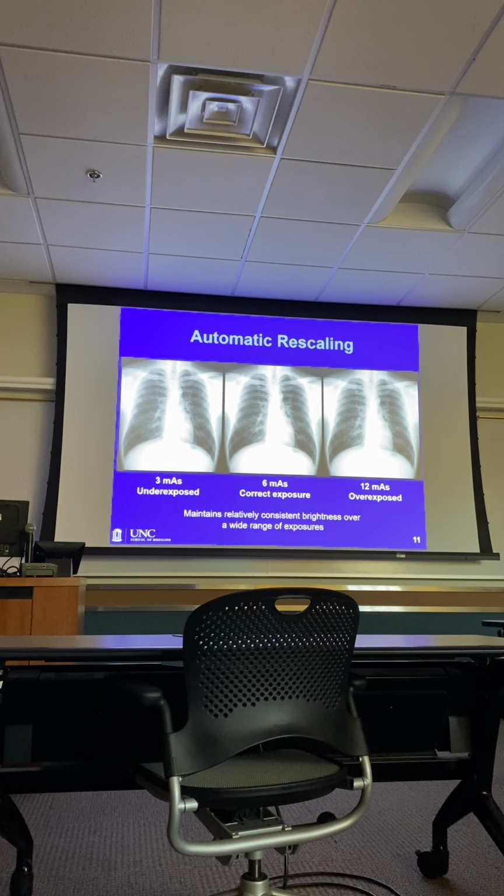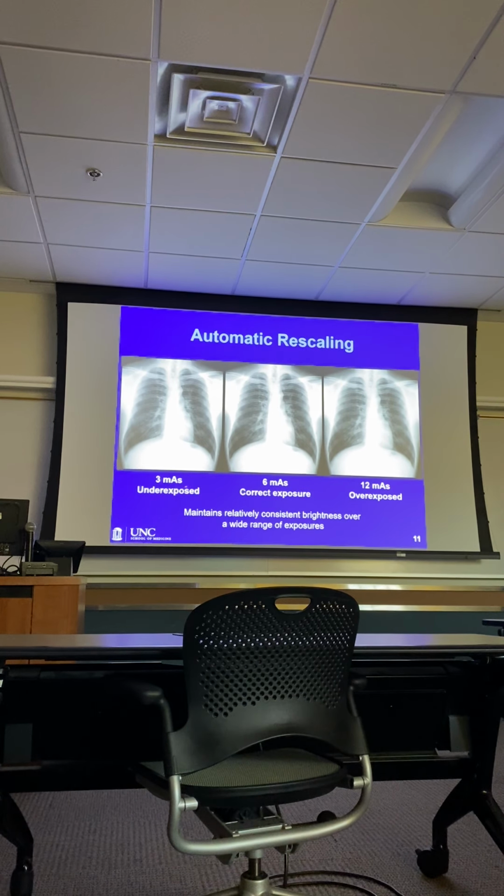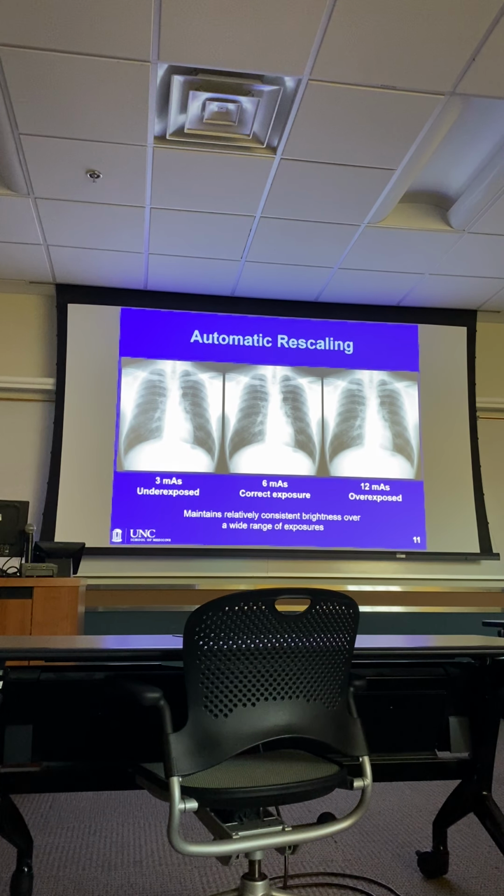And then what happens is when the system determines the values of interest on your histogram, we end up with automatic rescaling. It adjusts those brightness levels according to what the user wants to see. That automatic rescaling is the beauty of digital. It can also be a pitfall, but all of these images, and you've seen these multiple times before, look alike in terms of overall brightness because automatic rescaling maintains relatively consistent brightness regardless of the exposure.